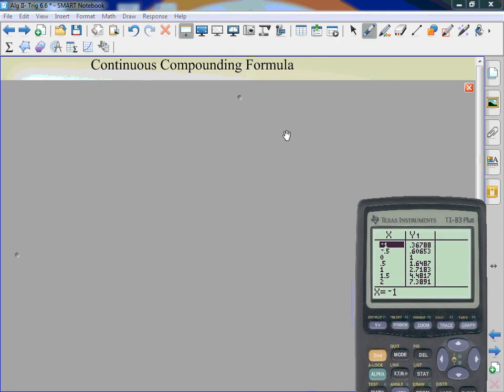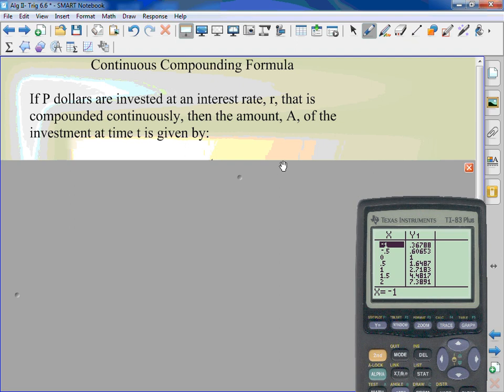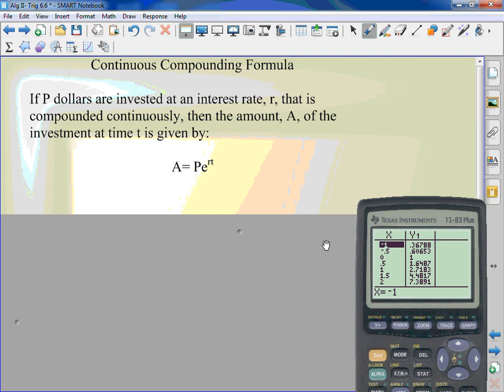The continuous compounding formula. This means if we invest P dollars at a certain interest rate, it is compounded continuously. That means every second it's gaining money. The amount of money A of the investment at any given time is A equals P E to the RT, PERT.